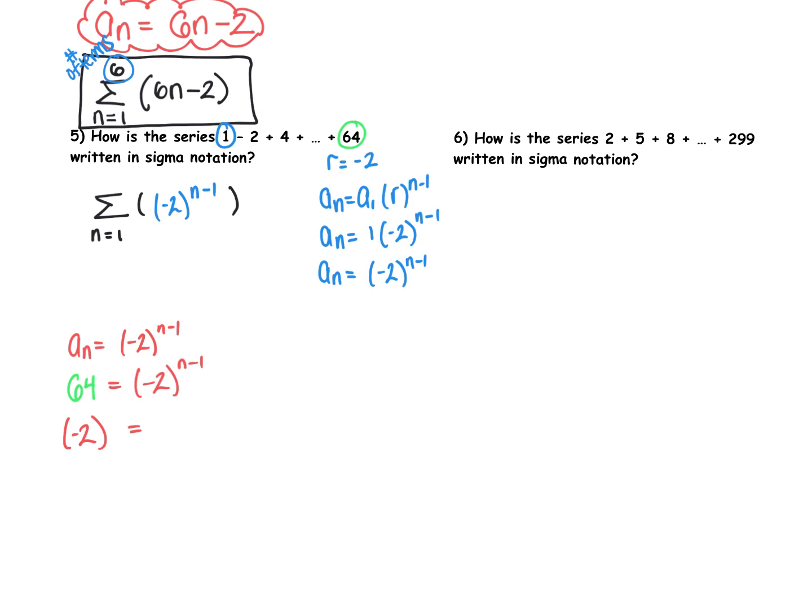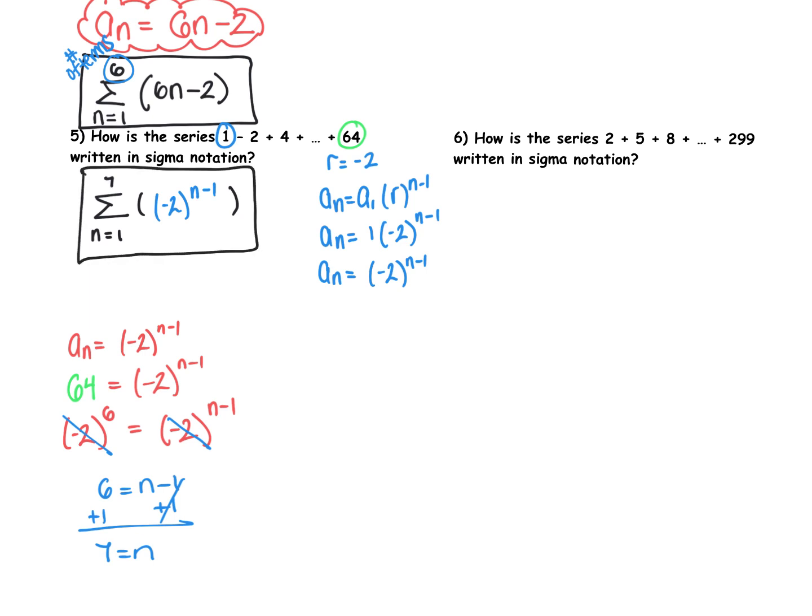All right, so I played around with it until I got 6. So -2 to the 6th equaled 64. And I want to set that equal to -2 to the n minus 1. And we know that when we have a common base, we can set the exponents equal to each other. And we add 1 to both sides to solve for n. So n equals 7. So that must mean it takes 7 terms for us to get to 64. So the 7, the number of terms, needs to go on top. So this would be my final answer.